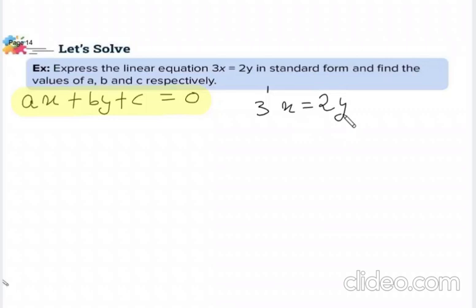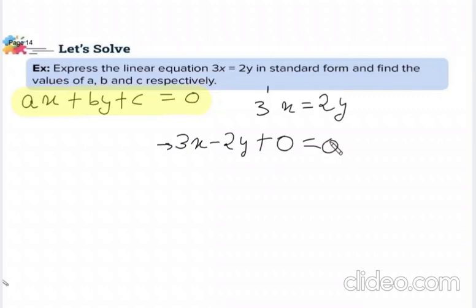Now let's do one step. Can I take this 2y to the other side? Yes, I can do that. I can write it as 3x, and if 2y goes there, it will become minus 2y. So 3x - 2y. Now, if I add a 0, it won't make any change. If I add a 0, the value still remains the same. And I will put the value as 0 because I am taking minus 2y to the other side.